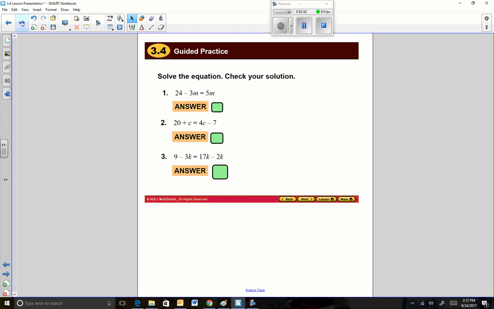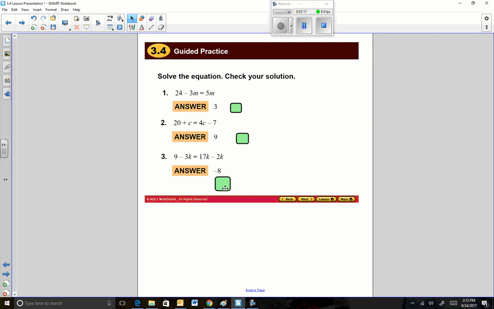Welcome back. Let's take a look and see how you did. I would have added the 3m to this side. So I had 8m equals 24 and divide by 8, m is 3. On this, I would have probably subtracted c from both sides and then added a 7 to both sides, and c is 9. On this one, I would take and add 3k over to here, and so now we have 12k minus 2k plus 3k. So we would have had an 18k equals 9, divide both sides by 18.